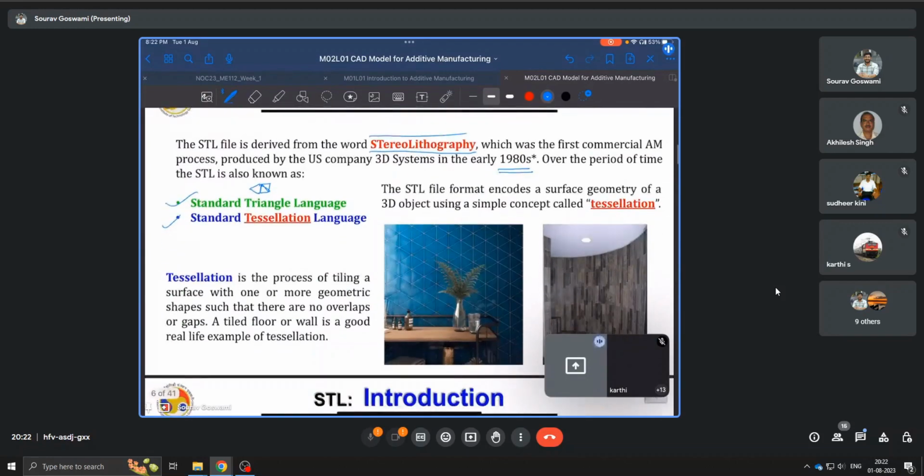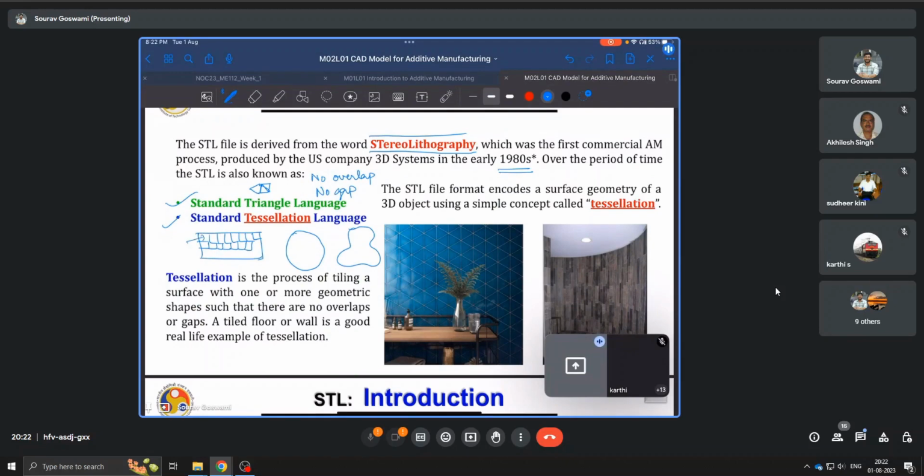And what is tessellation in the first place? It is the process of covering any surface, be it rectangular, circular, or any odd shape. If you can cover this surface totally without any overlapping, so no overlap and no gap, then the surface is said to be tessellated.